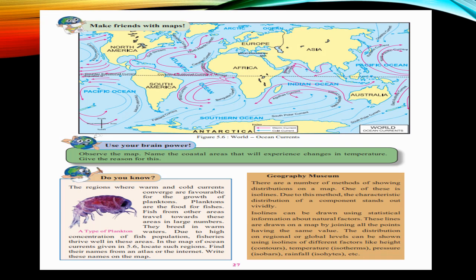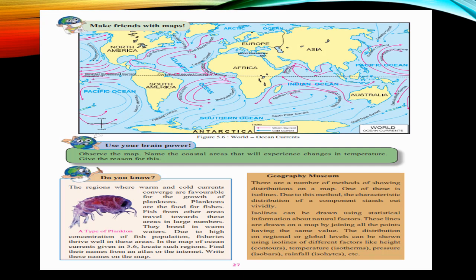Now, in geography, there are a number of methods of showing distributions on a map. One of these is isolines. Due to this method, the characteristic distribution of a component stands out vividly. Isolines can be drawn using statistical information about natural factors. These lines are drawn on a map by joining all the points having the same value. Distribution on regional and global levels can be shown using isolines of different factors like height, temperature, pressure, rainfall, etc.